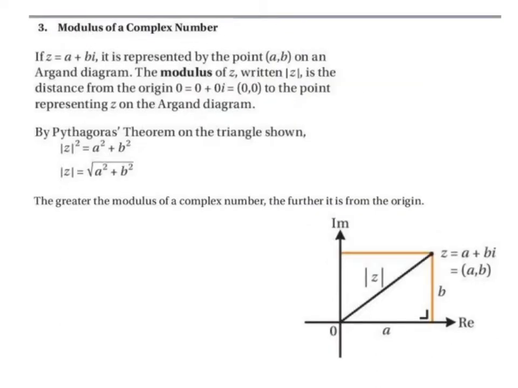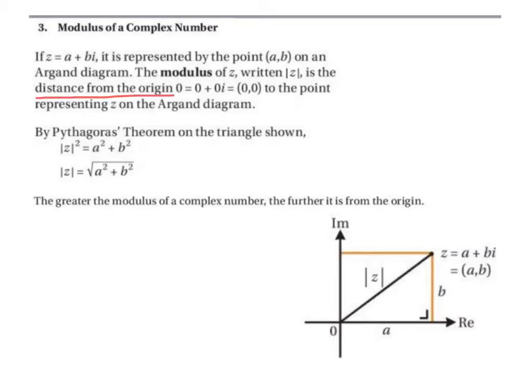Modulus of a complex number. If z is equal to a plus bi, it is represented by the point (a, b) on an Argand diagram. The modulus of z, written as z with a line either side, and we are used to seeing this notation as the distance or length, is the distance from the origin O, which is 0 plus 0i or (0, 0), to the point representing z on the Argand diagram.